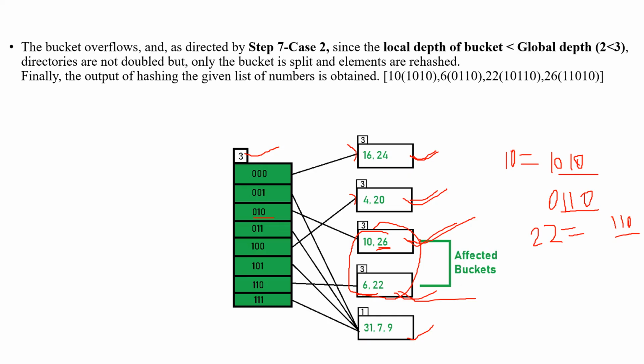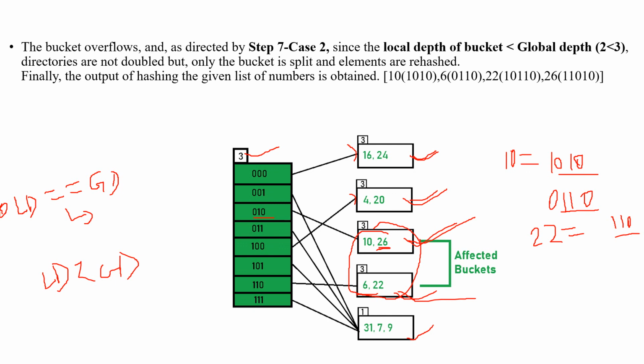But the main part to remember in the algorithm is two things. One is the case where the local depth of the overflowed bucket is equal to the global depth. Just remember that. And the second step is that if the local depth of the overflowing bucket is less than the global depth, then you just perform the bucket split and increment the local depth. That's all that you need to remember.